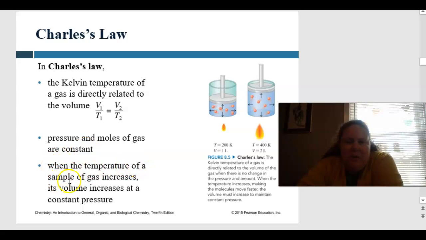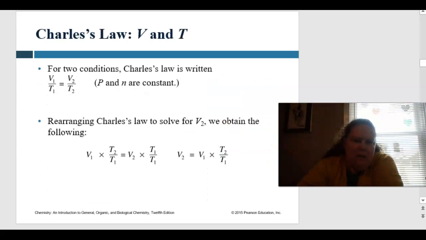And when the temperature of a sample of gas increases, the volume is going to increase at that constant pressure. So you can see a little diagram over here where we have temperature and volume. And then when we increase the temperature, the volume is also going to increase. So for two conditions, Charles' law is written again, V1 over T1 equals V2 over T2, and P and n are going to be constant. So rearranging it, we can solve for V2, and we would obtain that V2 equals V1 times T2 over T1.